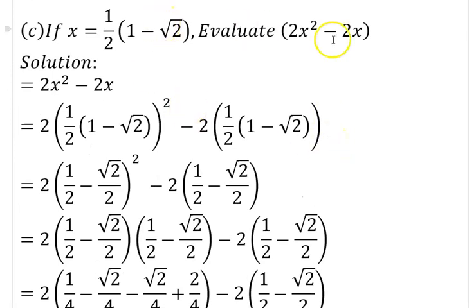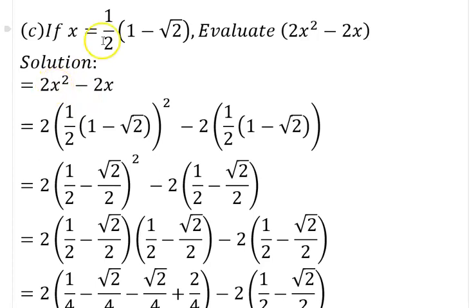That means anywhere we see x here, we just put what we have here. This is x, we just put it there. So this is 2x squared minus 2x. That's what we're asked to evaluate. Okay, let's quickly evaluate that. So anywhere we see x, we put it.